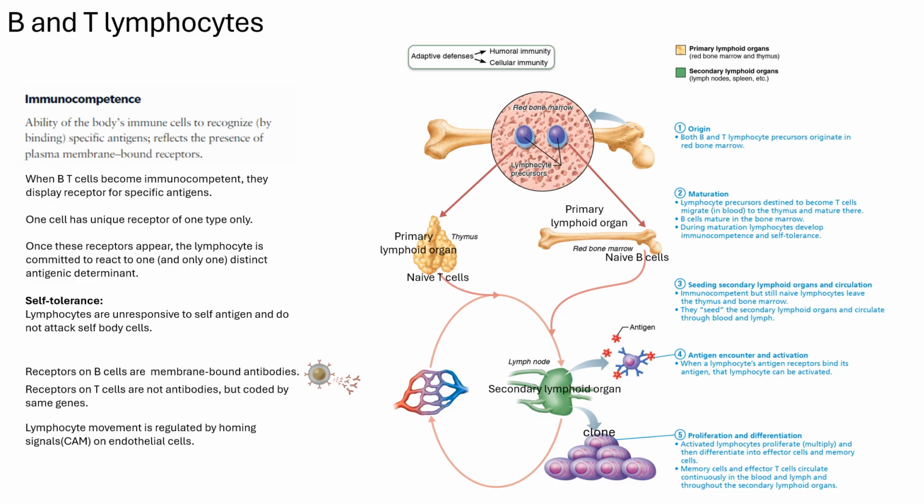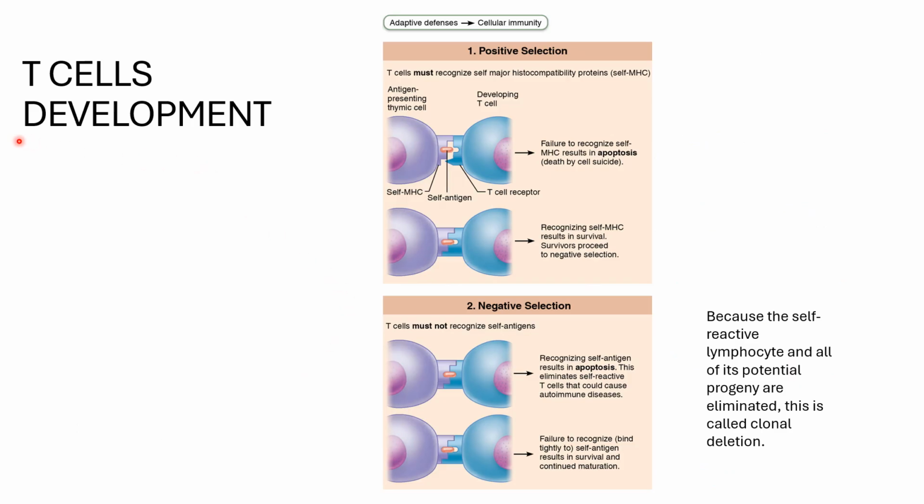Okay, now let's learn a little about the development of T cells in the thymus. In the thymus, the T cells undergo two selections. One is known as positive selection, the other is known as negative selection. What is positive selection? The cells in the thymus present self-MHC to the developing T cells, and if they are unable to recognize the self-MHC, then they end in apoptosis. Remember, we talked about it. Apoptosis is programmed cell death.